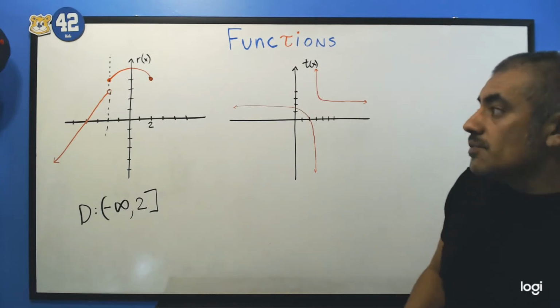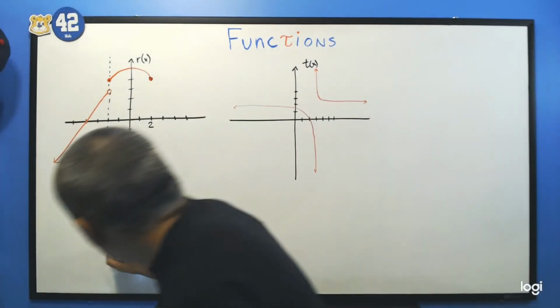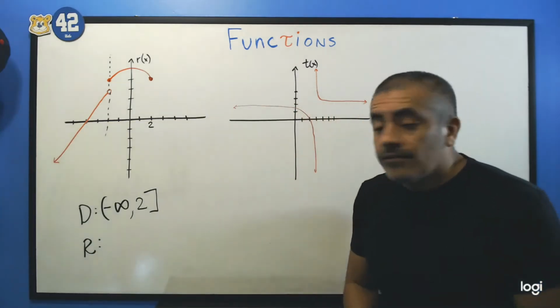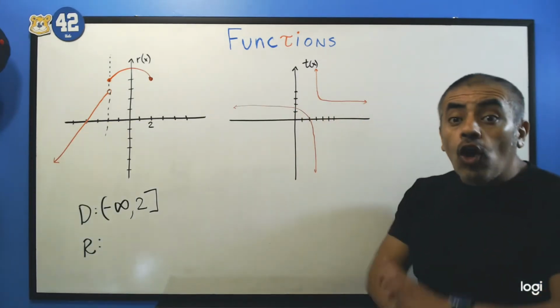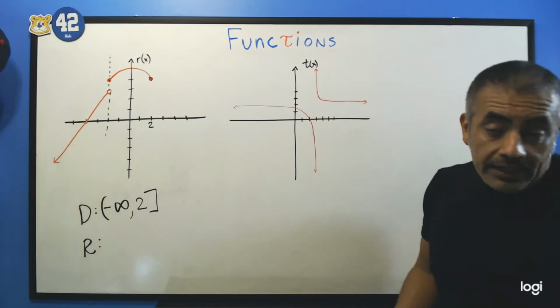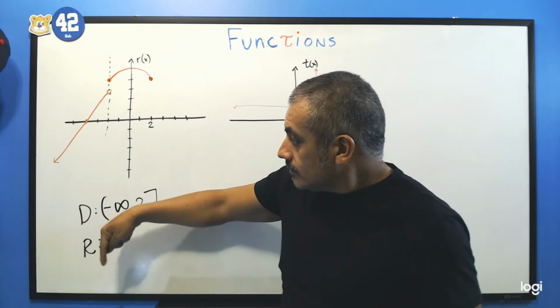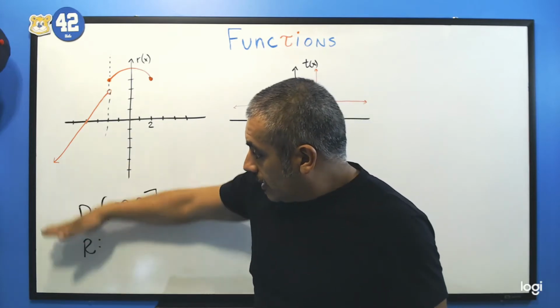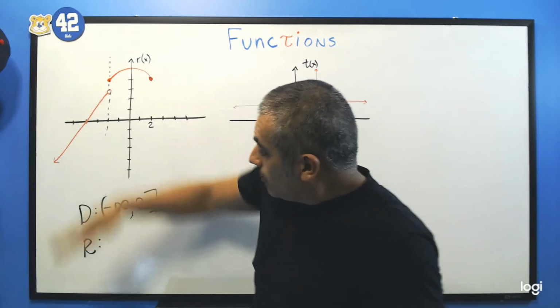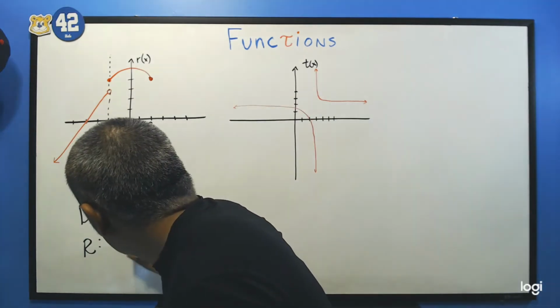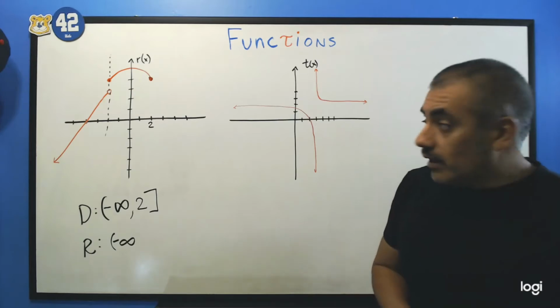Now the range is the one that's going to seem a little weird. And for the range, we have to look at our y values. What are all the possible y values that I can get? So, well, starting from the bottom, we know that it comes from negative infinity all the way up. So we're going to start there. Let's start with negative infinity. At least we get one value out of the way.